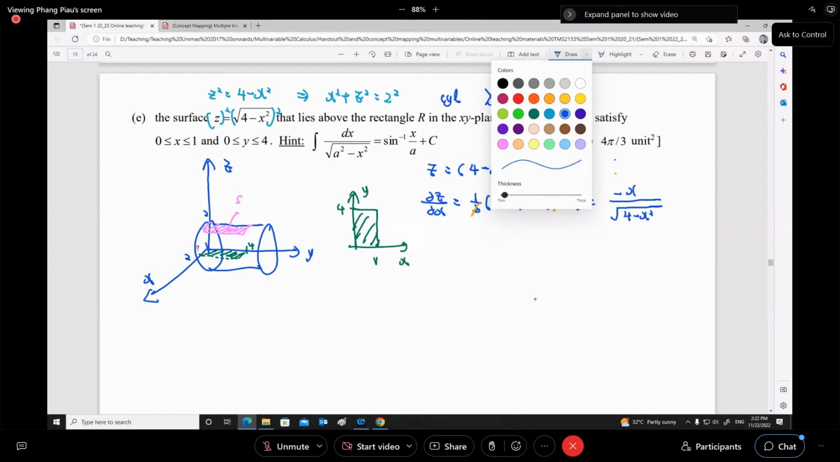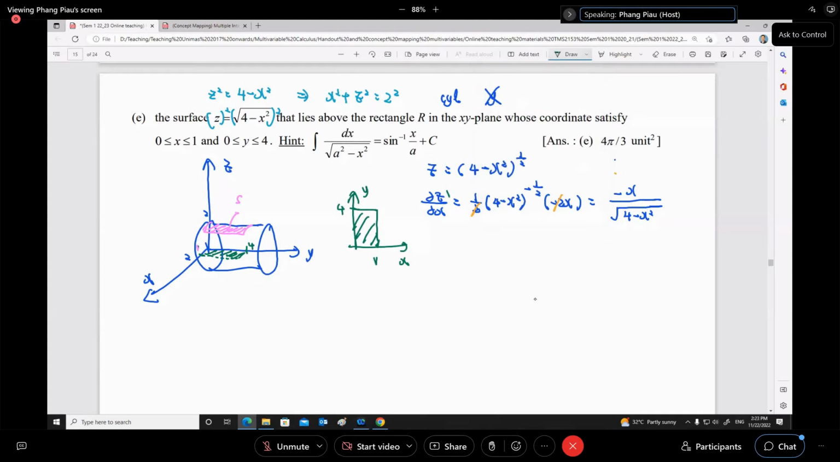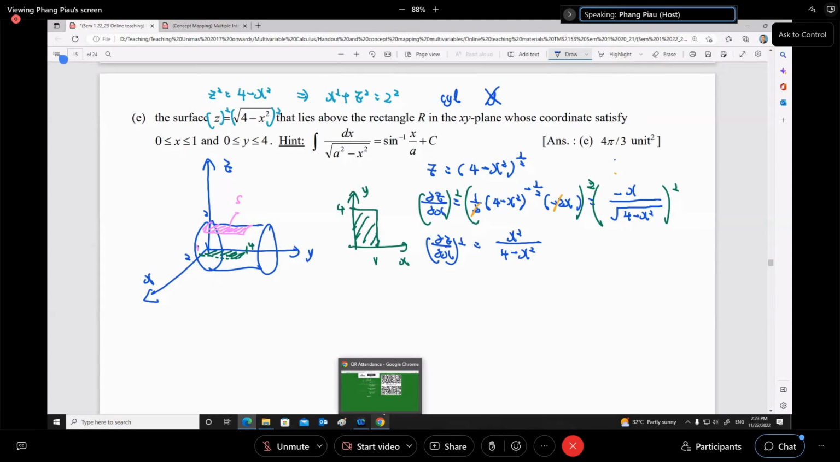So what we do here is we power both sides. Of course, you can power 2 directly here, but you just focus on this. You may rewrite everything here as del z del x power 2 equal to this. You have the x power 2, and when you power 2 the root, it is removed, so you have 4 minus x power 2.